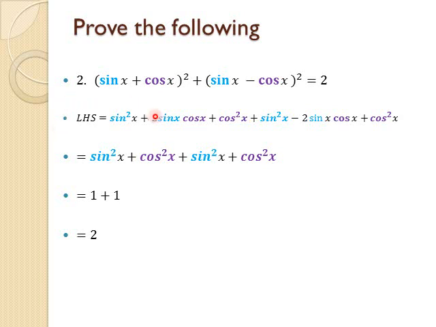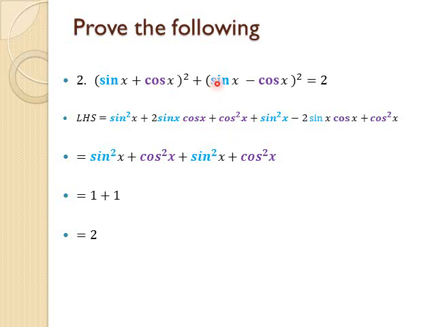Look at problem number 2. Again, we're squaring a binomial: (sin x plus cos x) and (sin x minus cos x), and we must get 2. So sin x times sin x gives me sin squared x. For the middle term, sin x times cos x, which is sin x cos x, times 2, which then becomes 2 sin x cos x. Cos x times cos x becomes cos squared x.